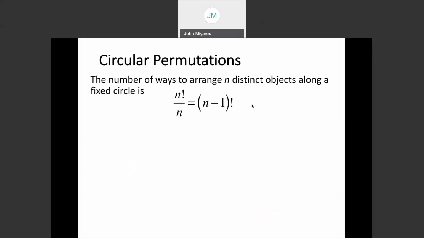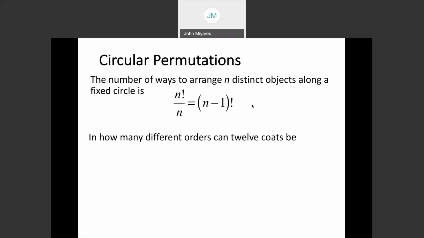We call situations like this circular permutations, and the number of ways to arrange n distinct objects around a fixed circle is given by this formula. N factorial represents the number of slots or seats to fill. Then we can divide by n, which represents the number of ways that people can rotate seats to the left or right and still be in the same order.